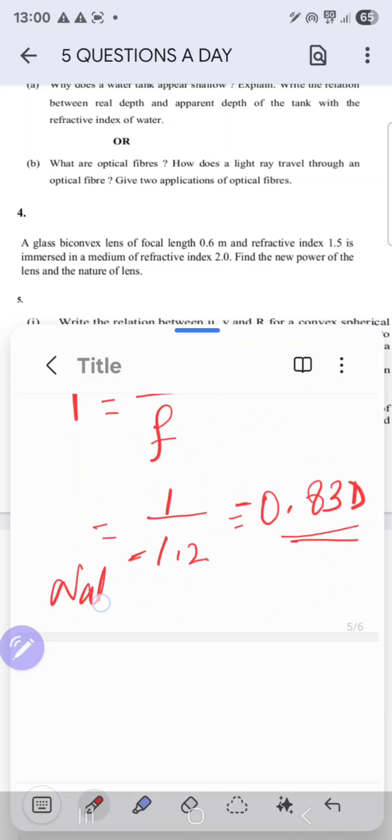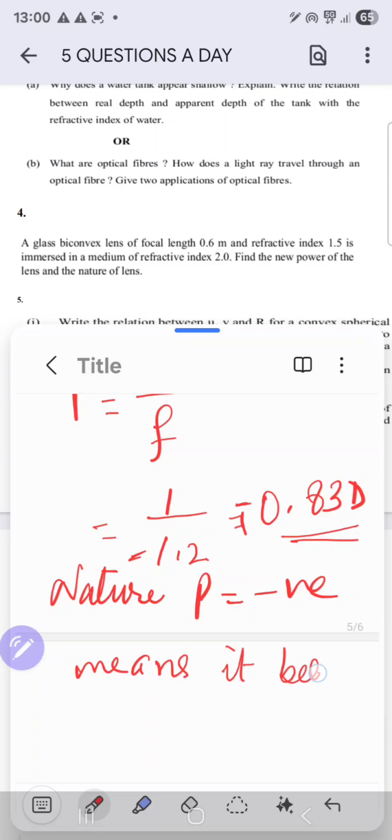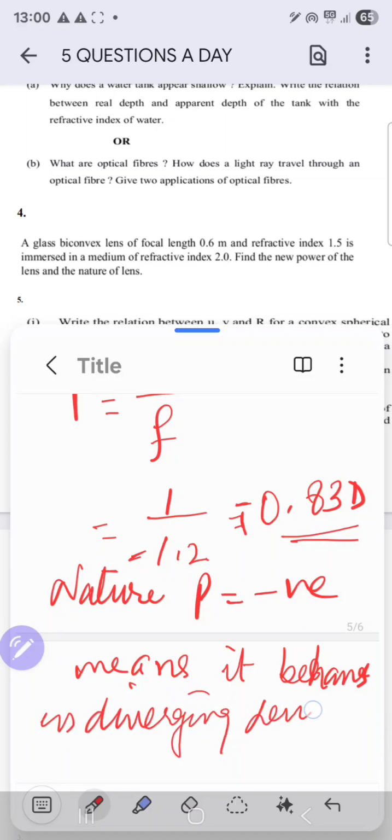And what is the nature of this lens? This power is negative. It means it is diverging lens. It would behave as diverging lens.